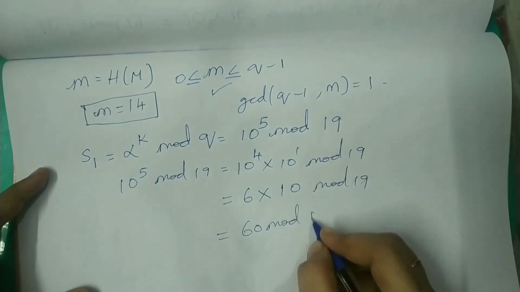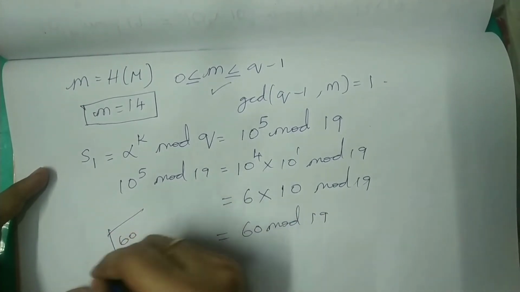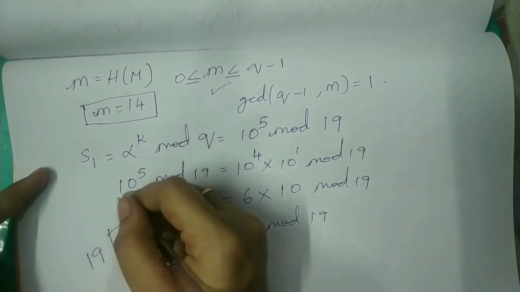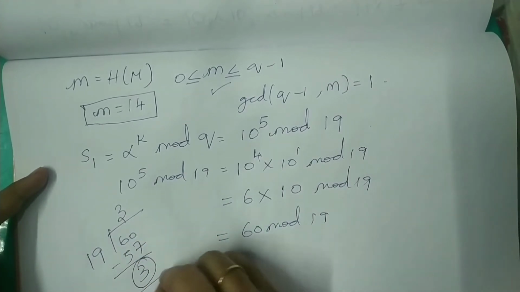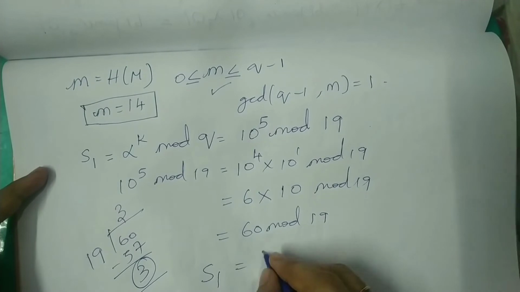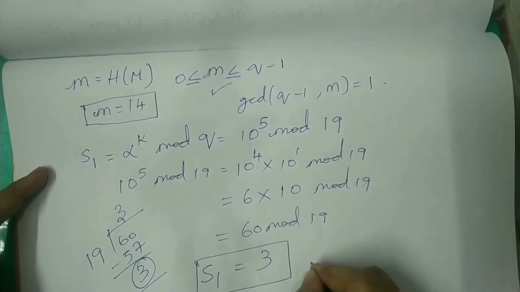mod 19. Now we need to divide 60 by 19. It will go 3 times, 57. So the balance is 3. So your S1's value is equal to 3.